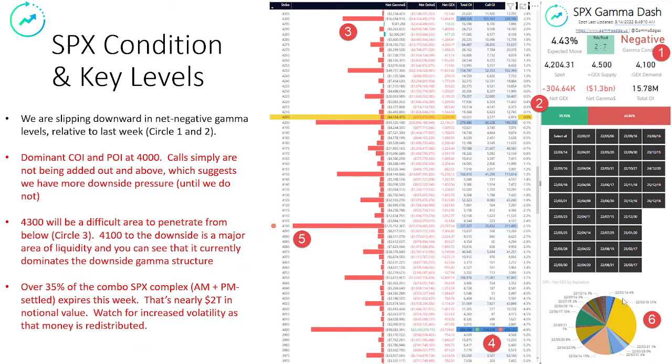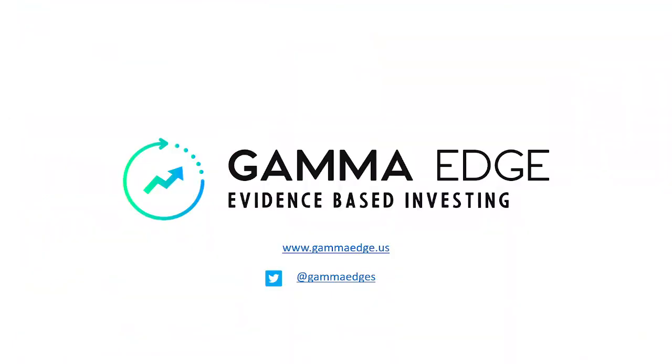Finally, one final comment. We've got about 36%, 35 indicated here. This little slice is another 1%. We've got about 36% of the SPX expiring this week, and that's a significant amount of capital that has to get redistributed, so watch for volatility this week.